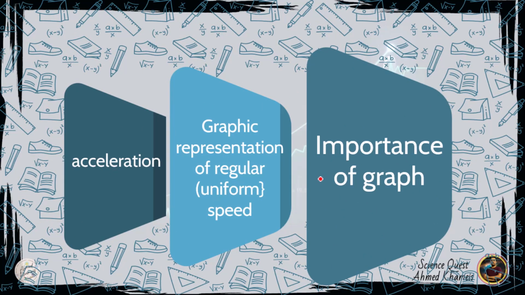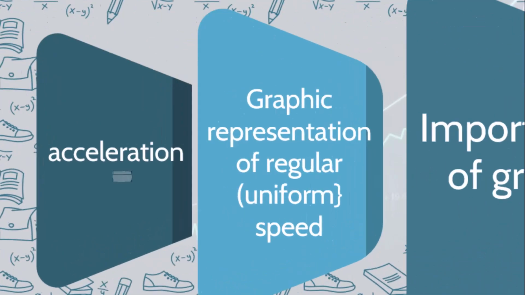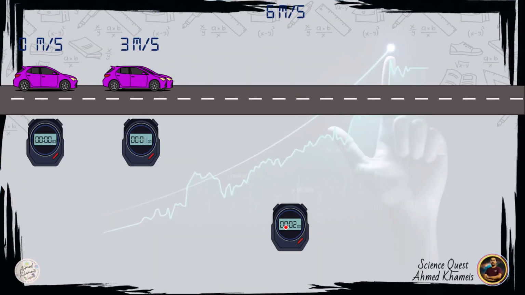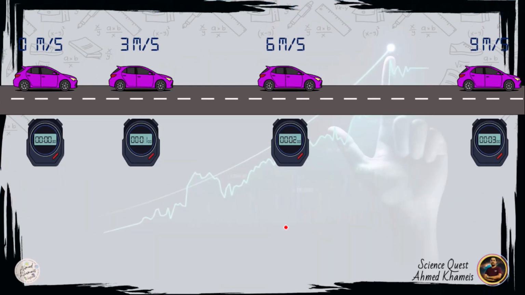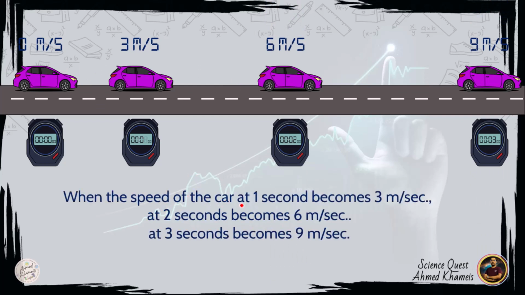So what is acceleration? To understand, look here. You see that the car speed is changing with time, where after 1 second, the car speed was 3 meter per second. After 2 seconds, the car speed became 6 meter per second. And after 3 seconds, the car speed became 9 meter per second.